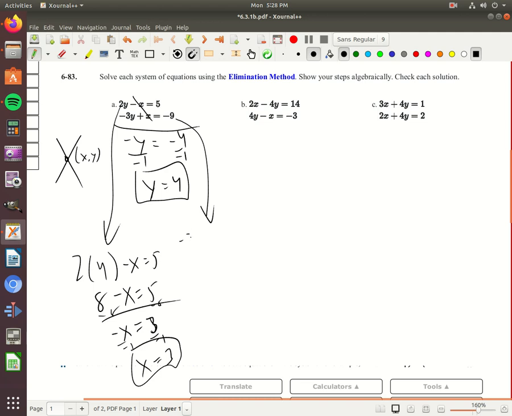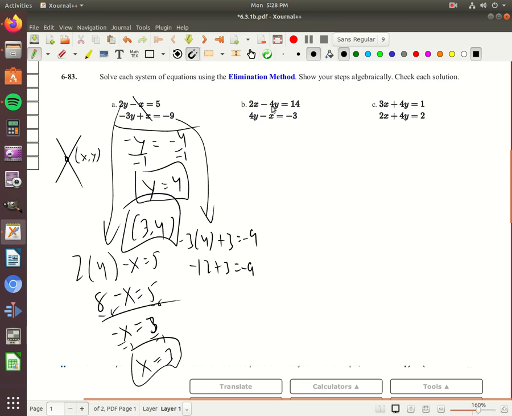And let's see what we get. Negative 3 times 4 plus 3 should equal negative 9. Negative 12 plus 3 does in fact equal negative 9. So our ordered pair would be 3, 4. Don't forget, it's an ordered pair. All right, very nice. I didn't leave myself a lot of room here.